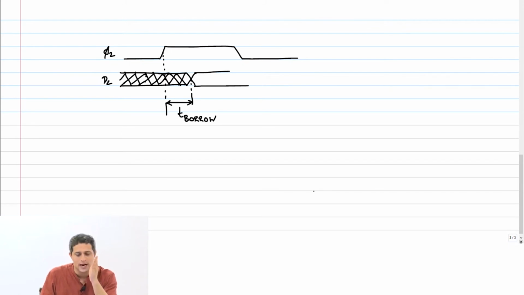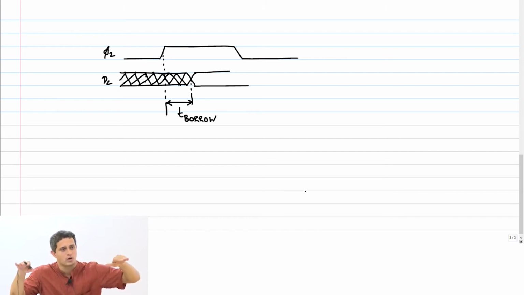How much time? Ideally, if it was a flop, you would have had to ensure that the change happens before the rising edge itself. The latch is allowing you to borrow some time into the steady state of the clock. How much time is that is the question.